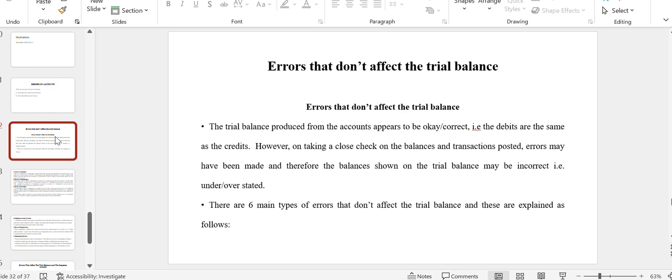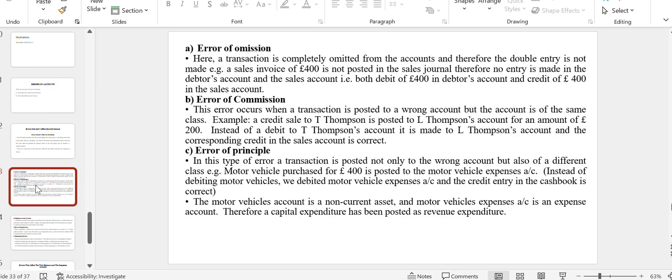So we begin with the first one. This is purely theoretical, but we are going to do calculations. You need to know all the 6 types of errors that do not affect the trial balance, because you might get a question. And kindly, not just knowing, but also providing examples.